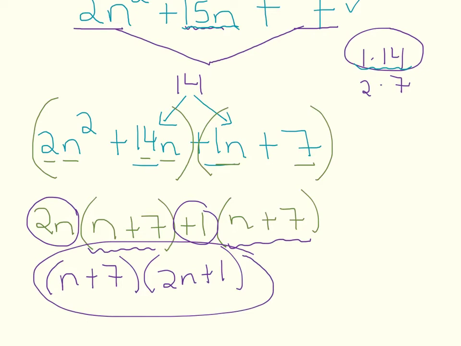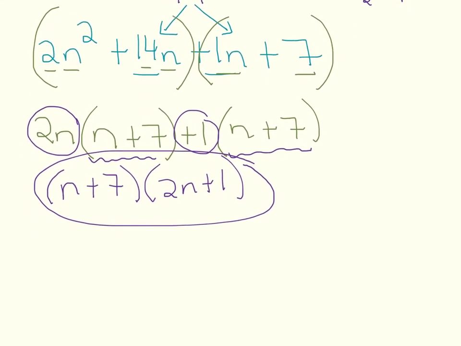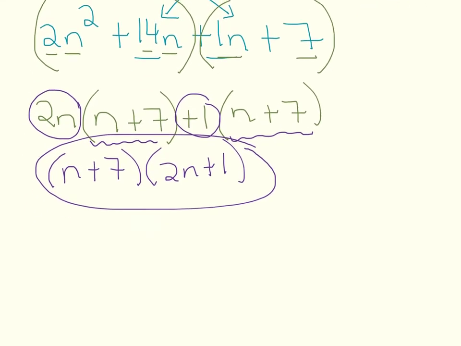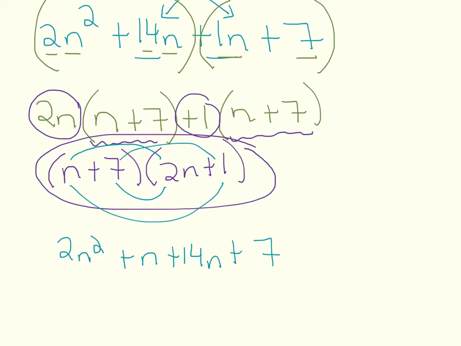And you can double check. If we now re-FOIL this, you can always check your answer, so that's nice. This would be 2n squared plus n plus 14n plus 7, which is 2n squared plus 15n plus 7, which is what we started with. So there's always a way to check your answer after you factor it.